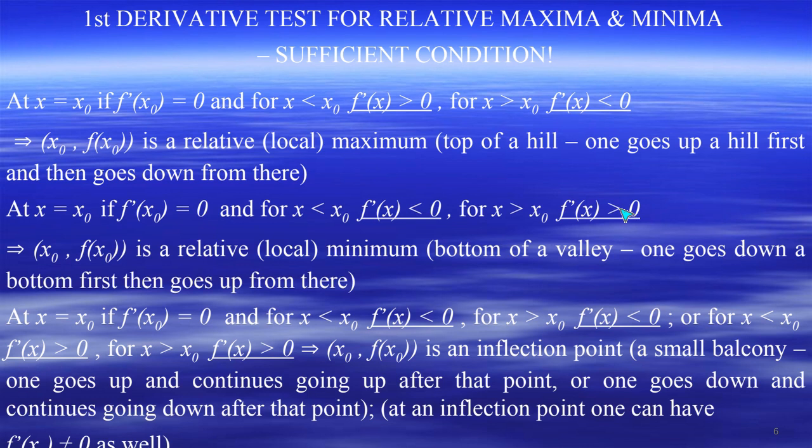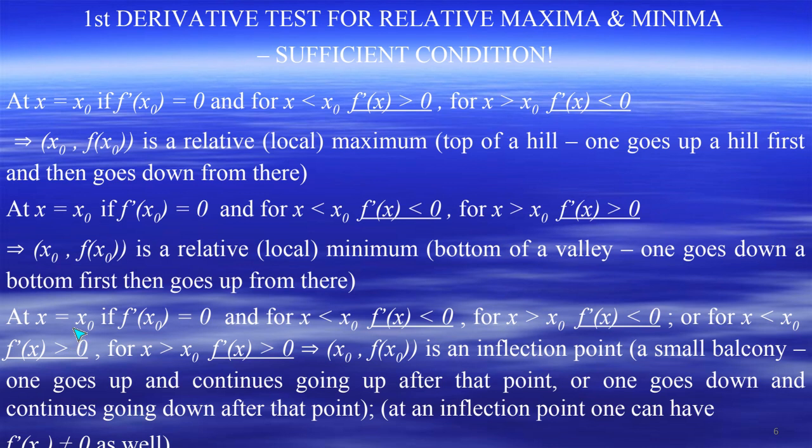So this is the bottom of a valley. This is a relative or local minimum. You see, it is sufficient to know it. Even if we were blind people, we could have felt it. So (x0, f(x0)) is a relative local minimum, the bottom of a valley. One goes down to the bottom first, then goes up from there, exactly.